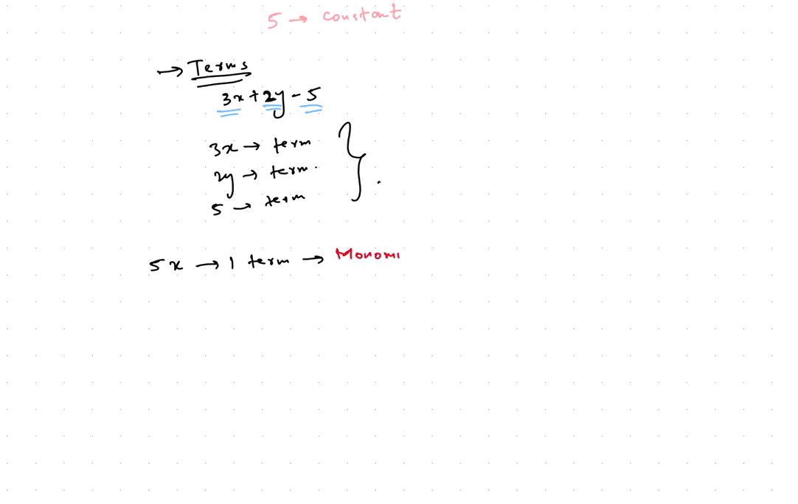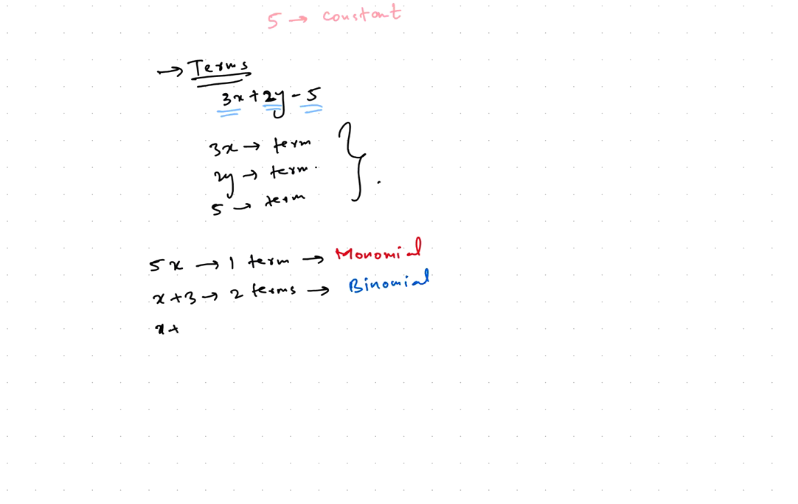Then the next thing is, let's say, two terms. Let's say the expression is x plus 3. So there are two terms here. In this case, this would be called a binomial. What do we call it? Binomial. Okay.